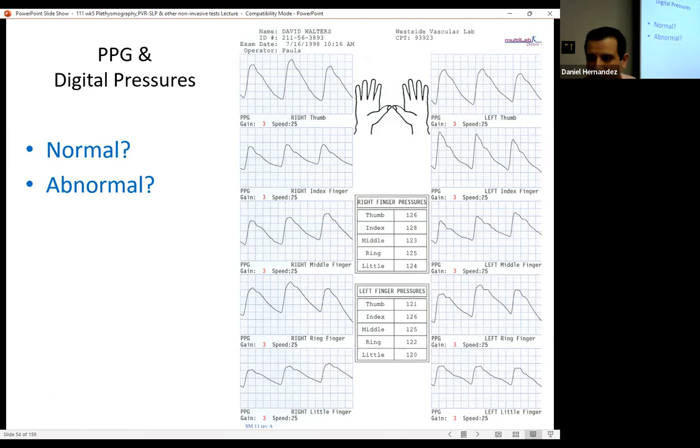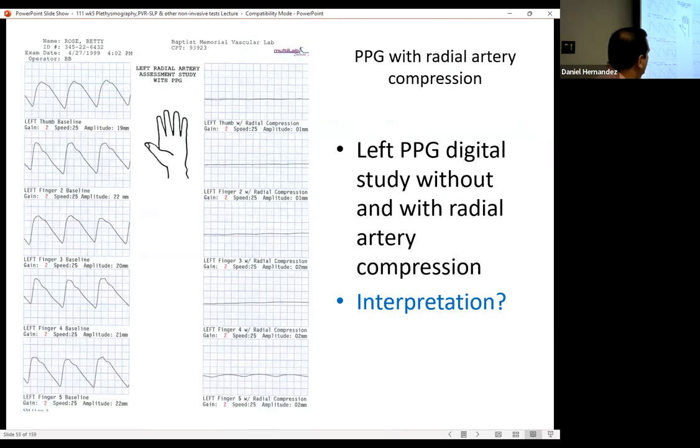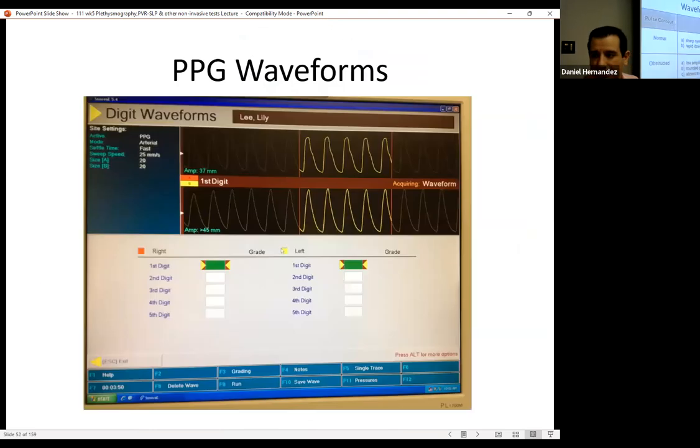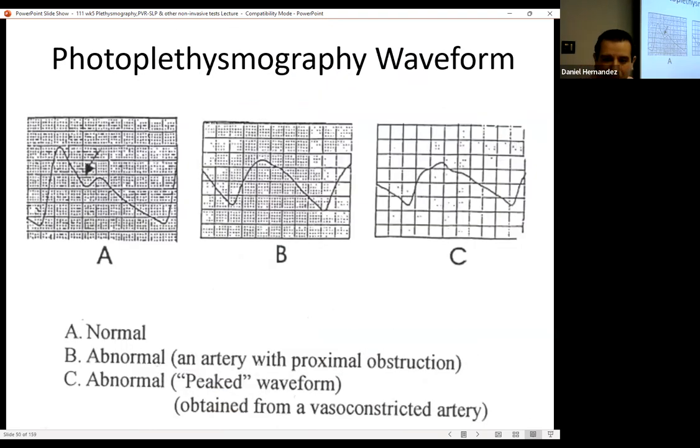I found better pictures for the anacrotic notch. On my test it was blatantly obvious. So the anacrotic notch is before the peak systolic, the peak, at that point.